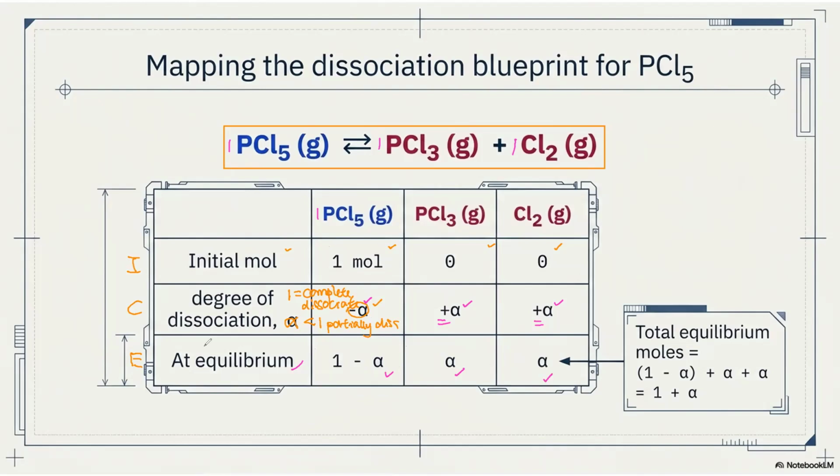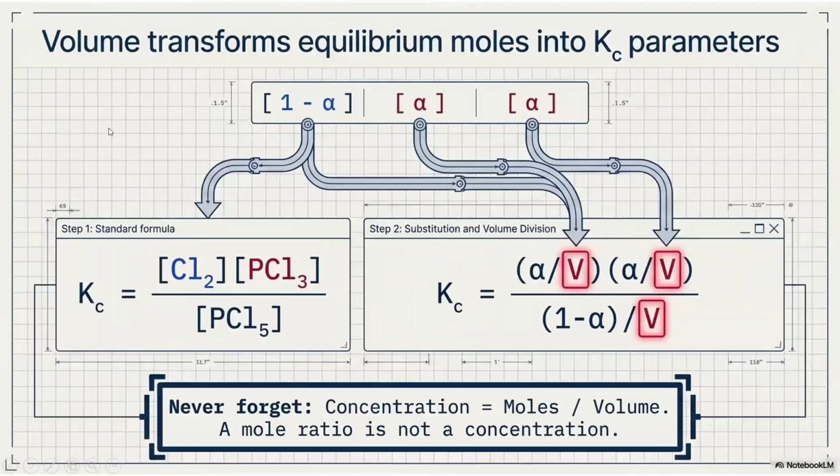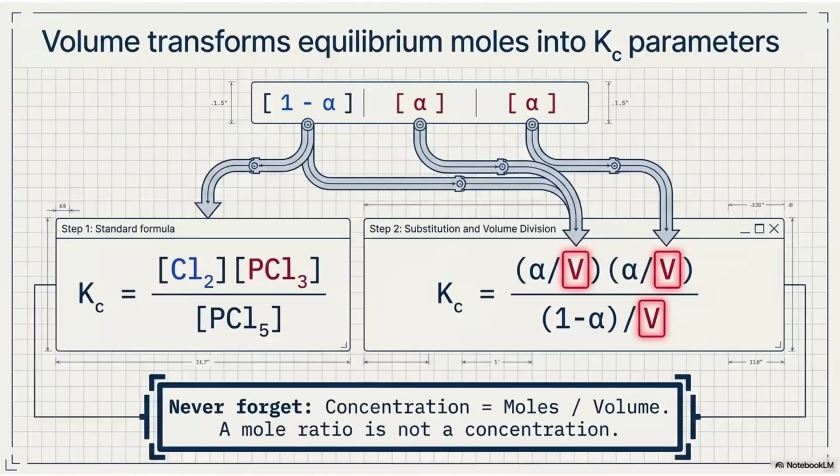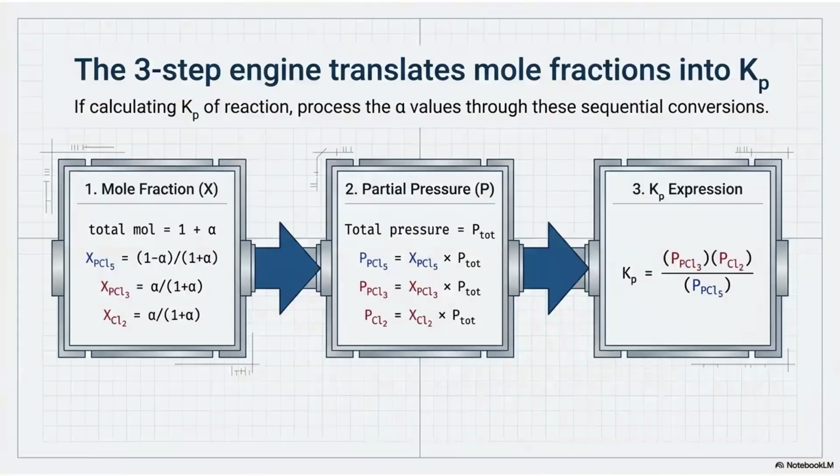To calculate Kc and Kp, you have different expressions. How different is it when you calculate Kc and Kp? To calculate Kc is very straightforward. Simply write the expression: the concentration of Cl2 times the concentration of PCl3 over the concentration of PCl5. Simply substitute alpha over V times alpha over V over 1 minus alpha over V. Don't forget the concentration must be mole over volume. So far we are still measuring in moles, so that is why you have to divide by V.